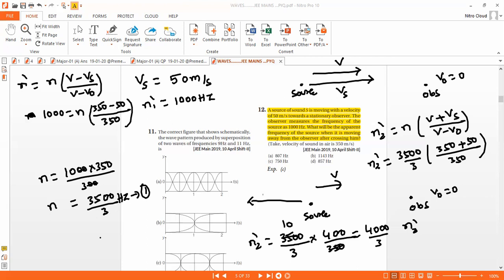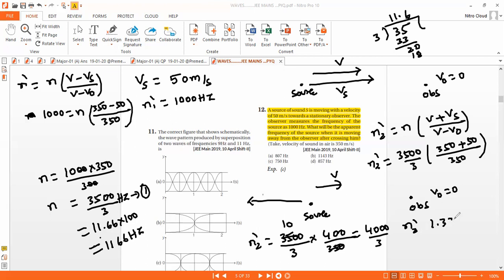4000 by 3. That is this one how much? 3500 means 35 by 3, 11.66. 11.66 into 100 means approximately 1166 hertz. 4 by 3 means 1.33 into 1000, right? That means 1333.